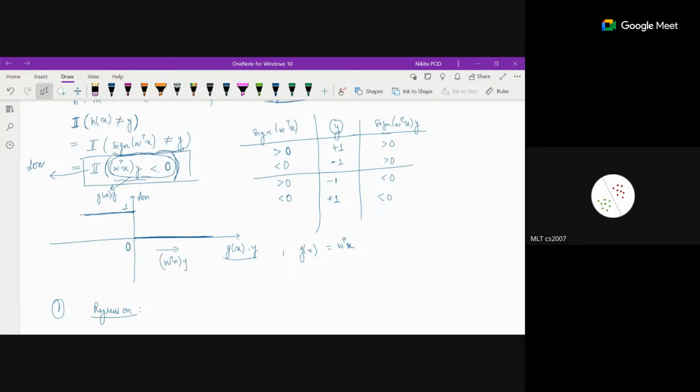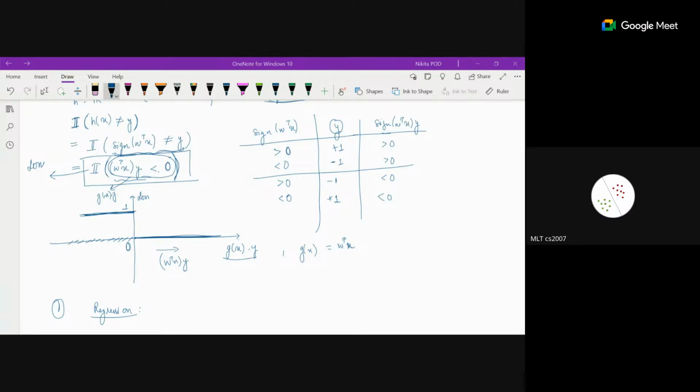So if W transpose X times Y is less than 0, I am going to give it the value 1. So anything beyond 0 on the left side, I am going to give it a value 1. That is why you see this 1, for every W transpose X times Y less than 0, you have 1. And anything where W transpose X times Y is greater than 0, you are going to get 0. That's how the indicator function is defined, right?